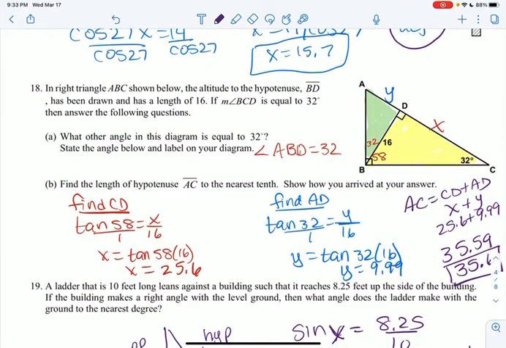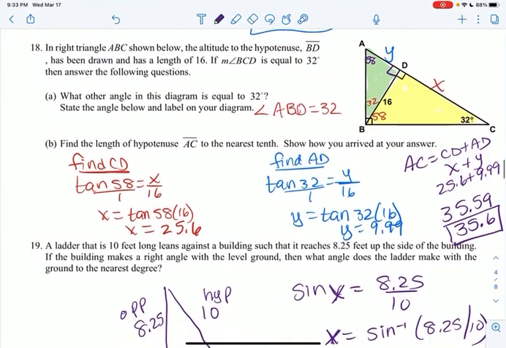First, I want to know what other angle in the diagram is equal to 32, and that's going to be angle ABD. So you got to remember that there's three. The outermost triangle, if this is 90 by angle B and angle C is 32, that means this is 58 up there. And then looking at that green triangle, this is 90 and that's 58, then angle ABD is 32.